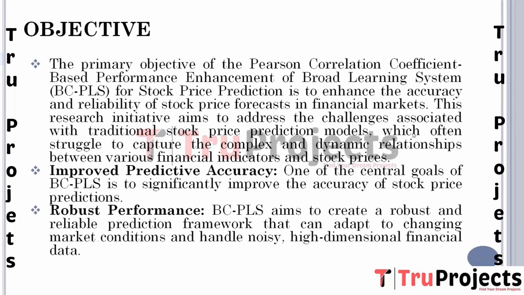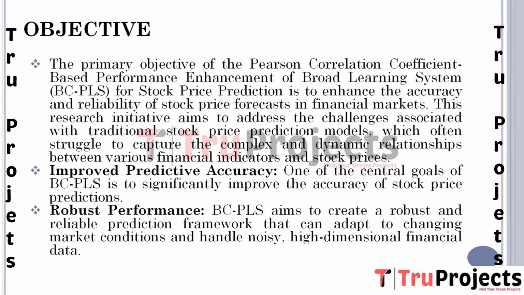Here we have improved predictive accuracy. One of the central goals of BCPLS is to significantly improve the accuracy of stock price predictions. Second one, here we have robust performance. It aims to create a robust and reliable prediction framework that can adapt to changing market conditions and handle noisy, high-dimensional financial data.